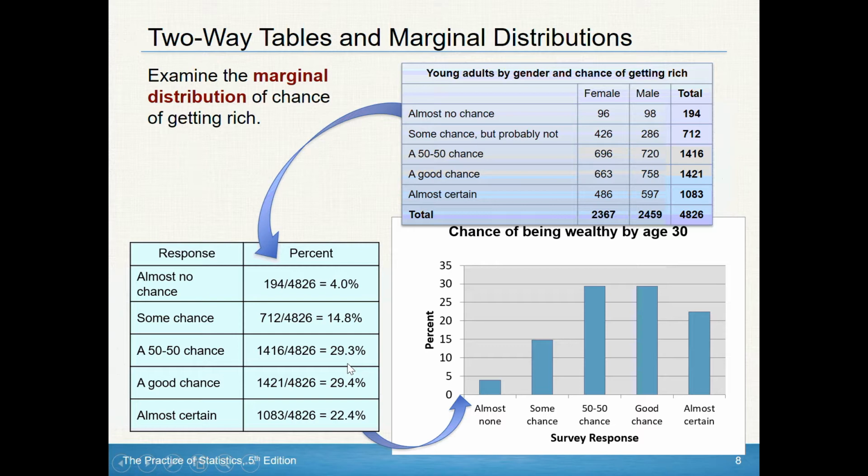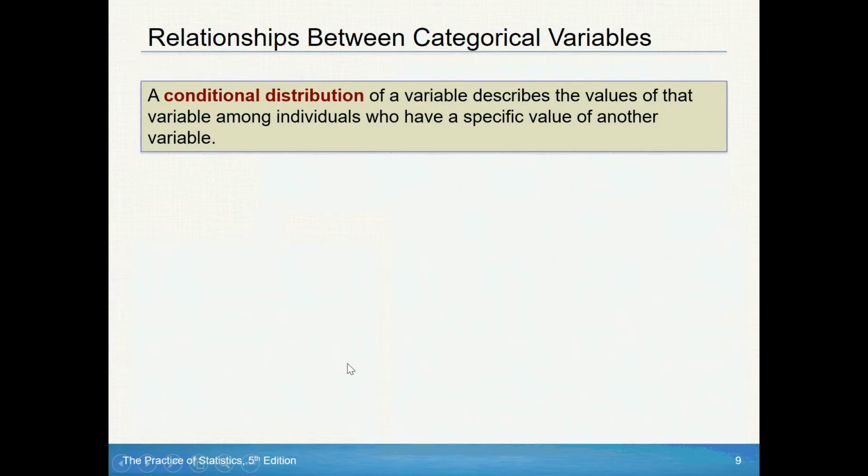And we could have done a marginal distribution for gender. It doesn't necessarily make too much sense in this case, but we could have done the same thing. Now, that's marginal distribution, looking at the margins, looking at just one of the categorical variables.